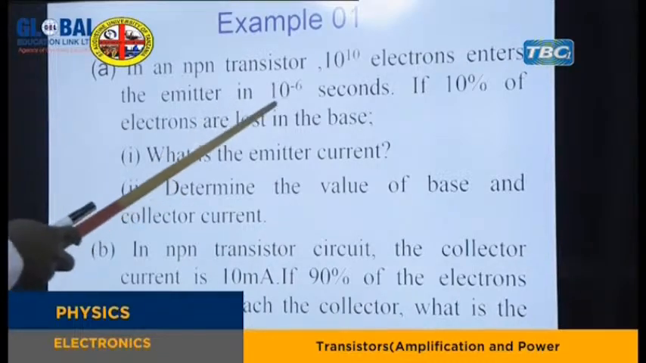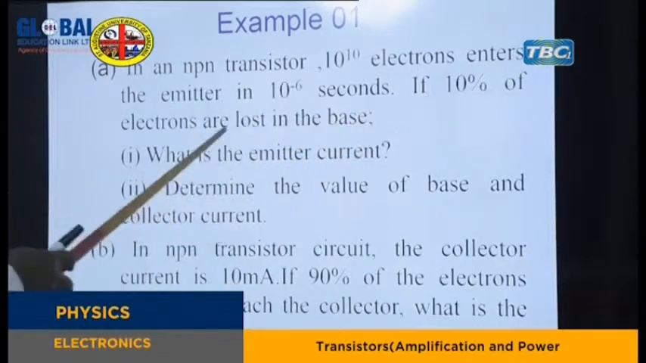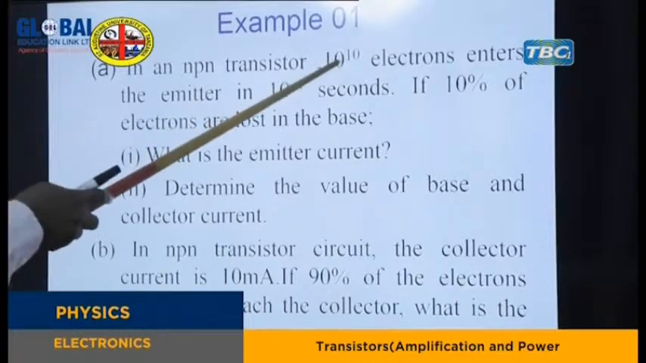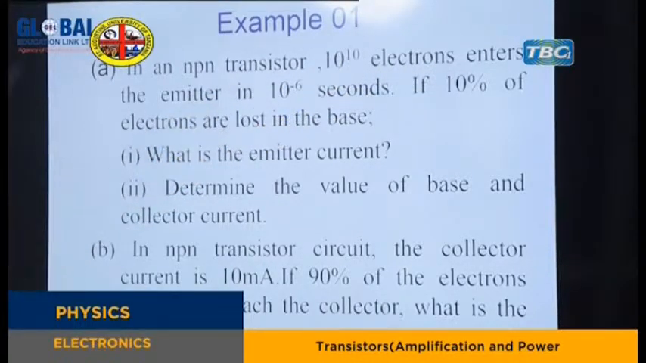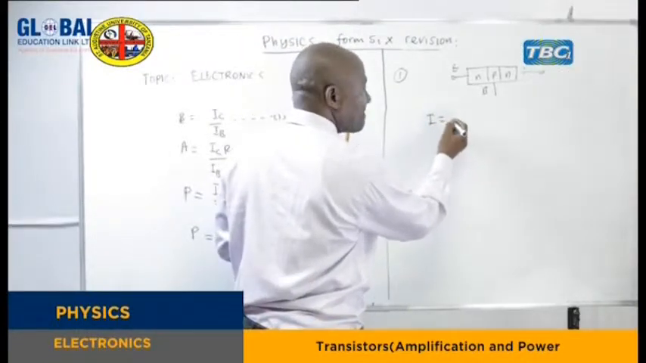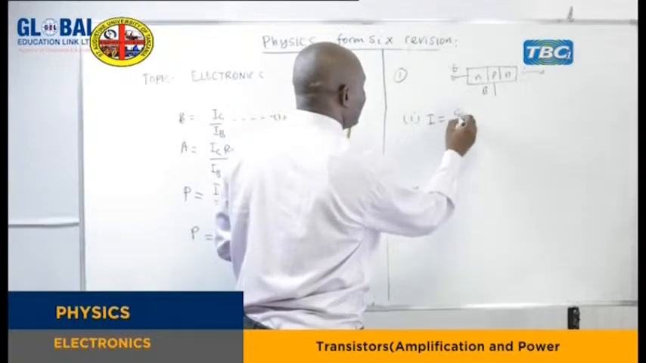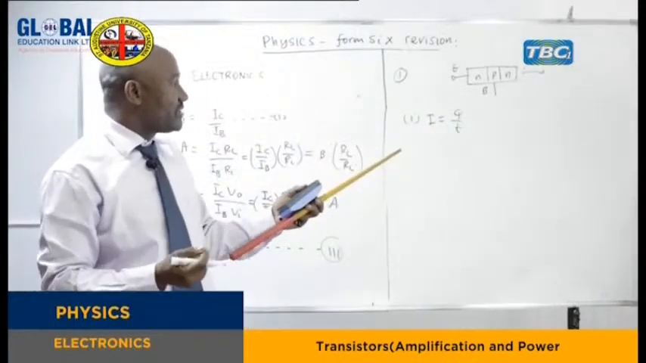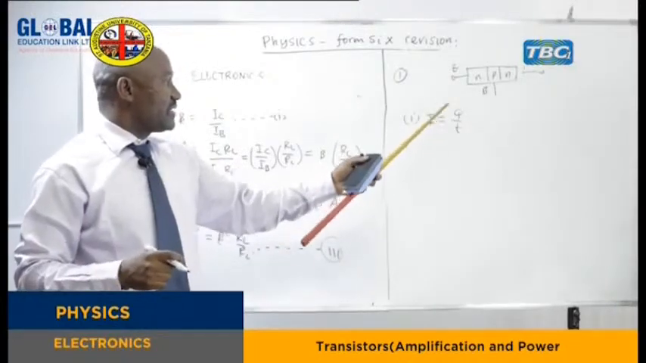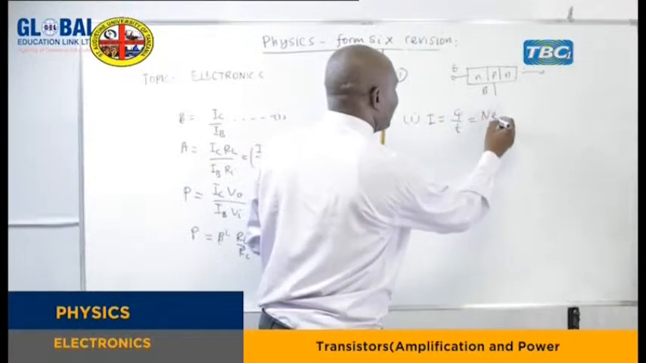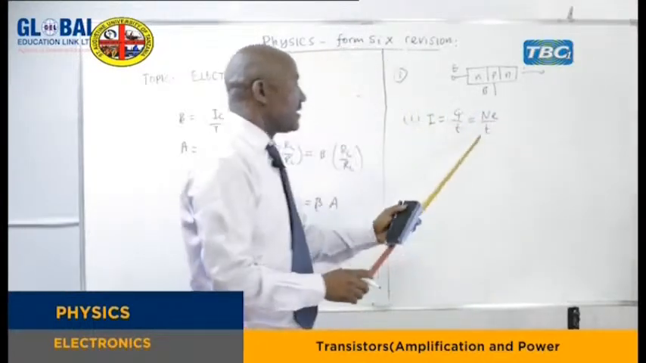And out of this now, if 10% of these electrons are lost in the base, what do we get from this information? 10% of electrons entering the emitter. So from here you know that current equals to what? To charge over time. Because the number of charges is not changing, it's not dQ/dt, but it's Q over time. And how to get the charges? We take N times e. This gives us the charge.